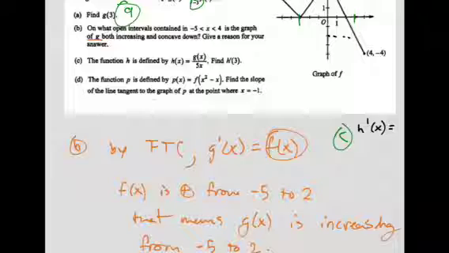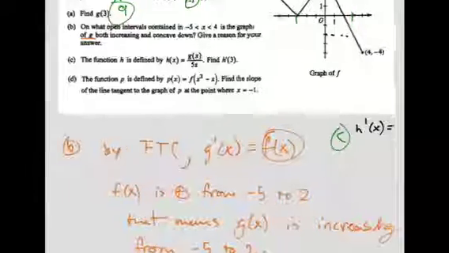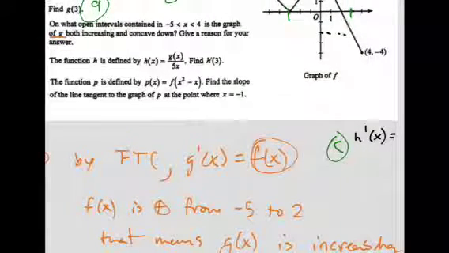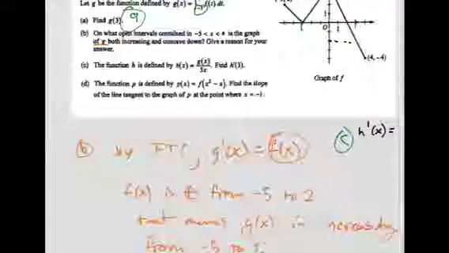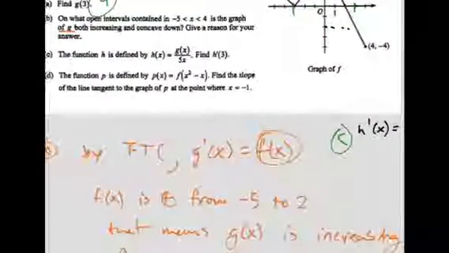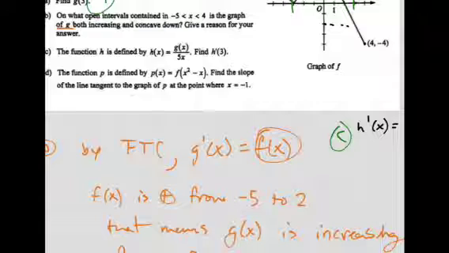Now what's D? The function P is defined by f of x squared minus x. Find the slope of the line tangent to the graph of P. I'm going to do this in another video because it's already taking a long time.